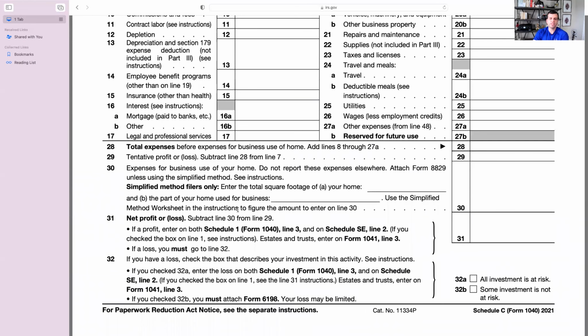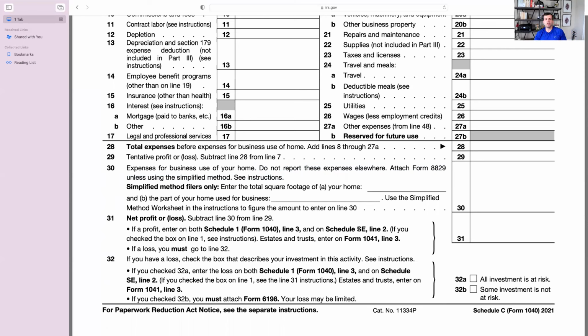Now, when you go through all of these fun things, you'll get down here to expenses for the business use of your home. This is if you are doing the home office deduction. I'm not going to cover that form in detail, but if you are taking the home office deduction, it would show up here, or you could use the simplified method, which is $5 a square foot up to 300 square feet. You can do it that way and take that there. And then you have the net profit or loss.